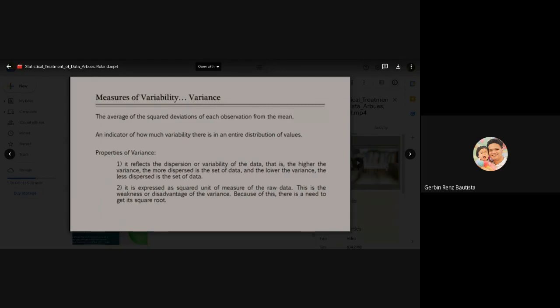Second, it is expressed as squared unit of measurement of the raw data. This is the weakness or disadvantage of the variance. Because of this weakness, there is a need to get its square root.